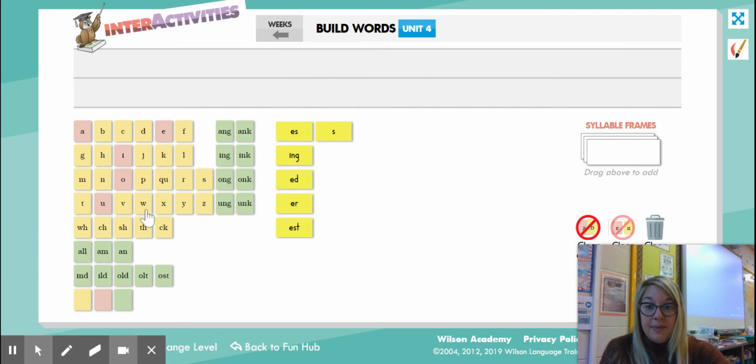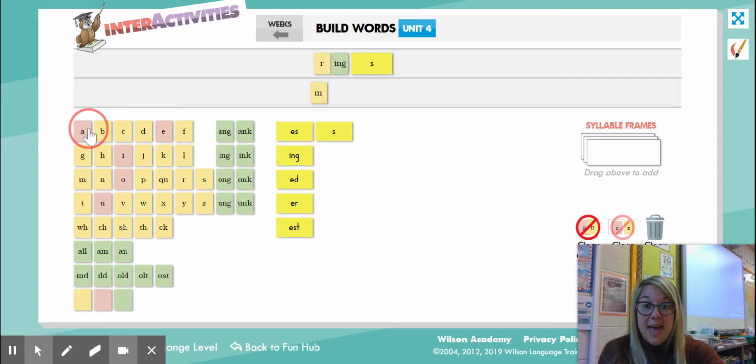Let's say I build the word ring. I'm using my glued sound ing, and I want to have more than one ring to have fancy fingers. Now I add my s on the end, and I have made that plural, rings. Ring is the base word. S is the suffix. But when I say that word rings, can you hear that the suffix makes a different sound? It says z.